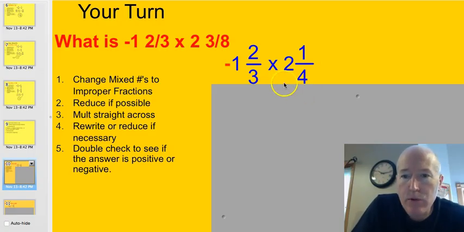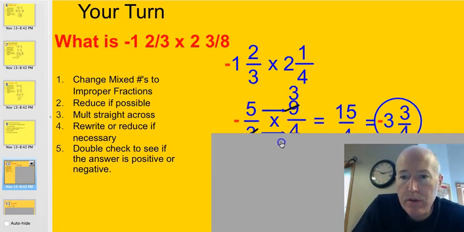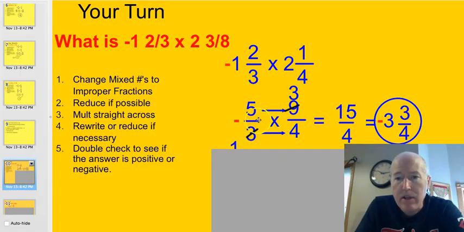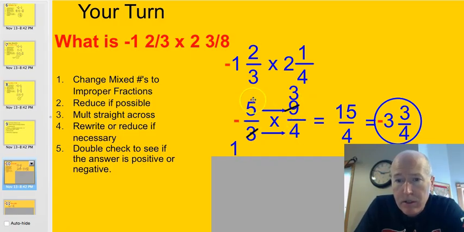Negative 1 2/3 times 2 1/4. If you turn them into improper fractions, you have negative 5 thirds and 9/4, and you can cross reduce there. You end up with 5 times 3 is 15, 1 times 4 is 4, 15/4, which is a negative 3 3/4.